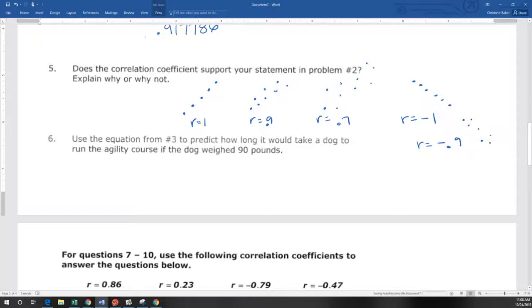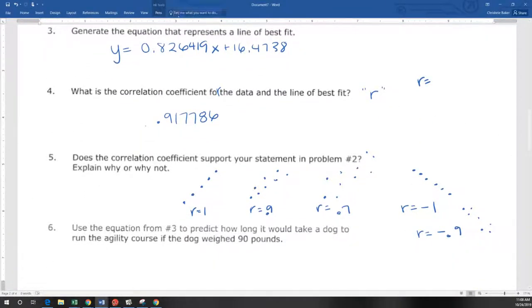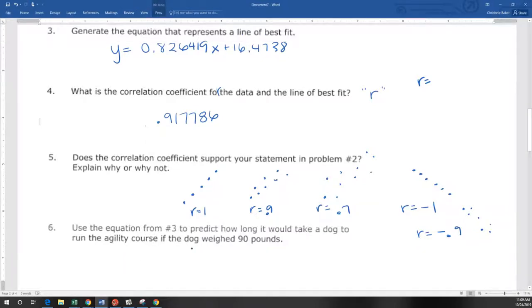Use the equation from number 3 to predict how long it would take a dog to run if he was 90 pounds. This is why I said we are not rounding at all, because if we round, we're definitely going to get very different answers here. So the weight was our X, so we're going to find Y.